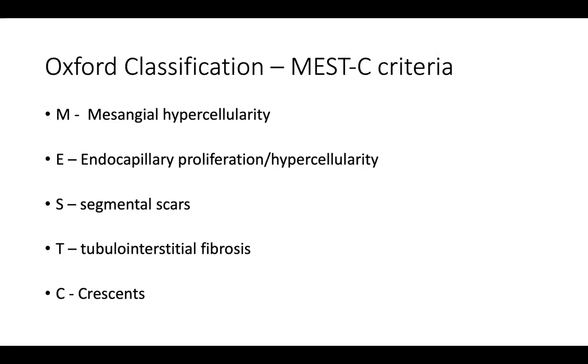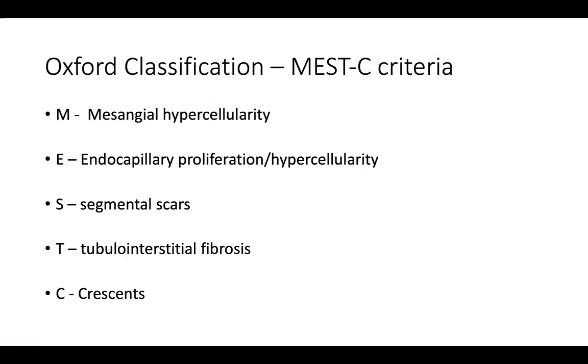Okay, Oxford classification. So this is something that came about when I was a fellow, I want to say 2009 or so. So it's been around for a while now. It's called the MEST-C criteria. So they look at these 5 things: M, mesangial hypercellularity; E, endocapillary proliferation; S, segmental scars; T, tubular interstitial fibrosis; and C, crescents. And they would grade them 0, 1, 2.